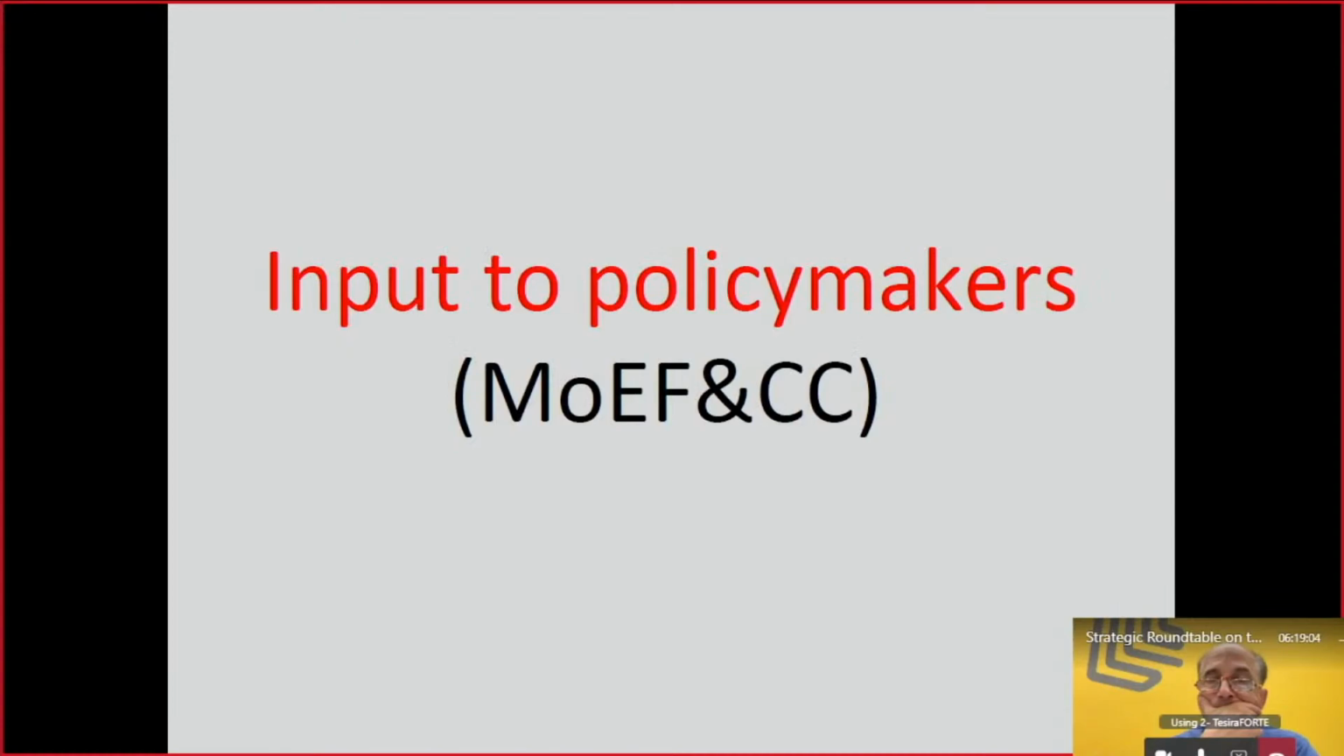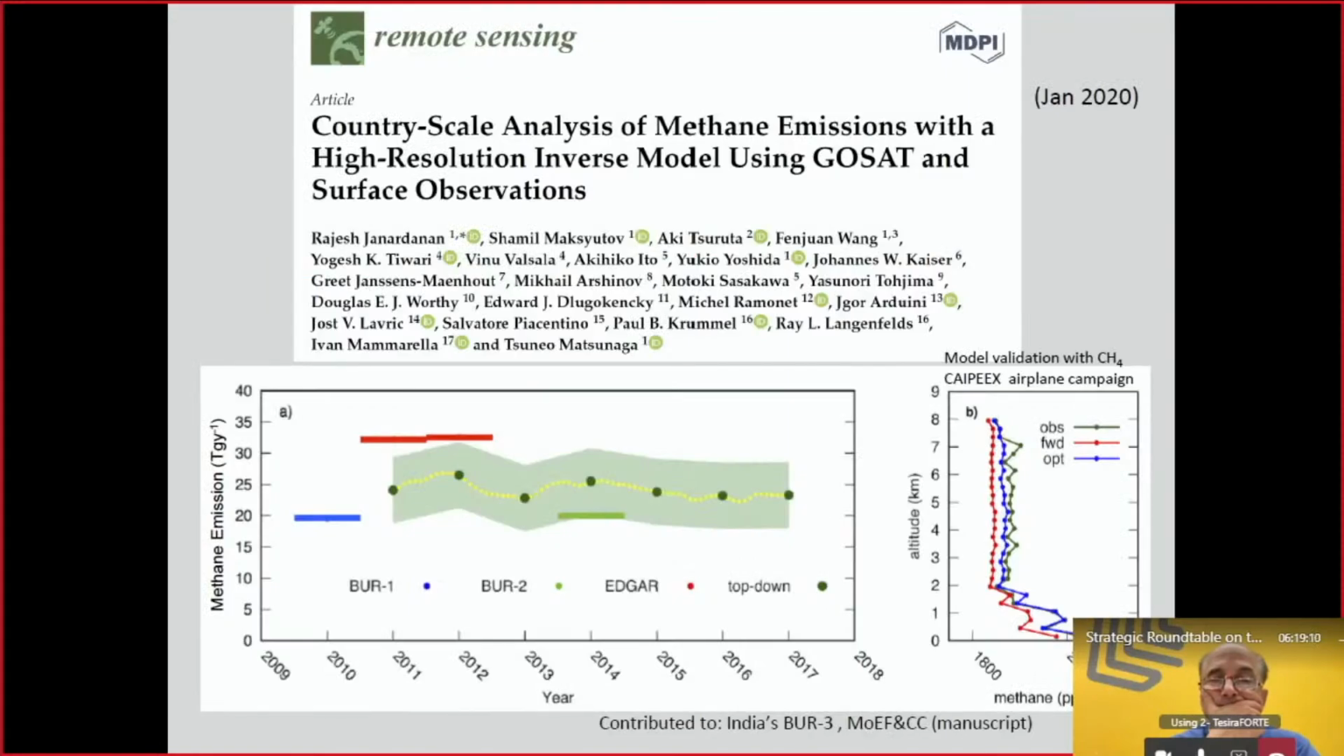Next. So we have given input to policymakers, basically for the BUR reports. Next. This one was prepared during BUR 3. On the left side you can see the BUR 1 and 2 lines, and then EDGAR is in red, which is the inventory, and the top-down estimate from our model is the yellow line, a 12-month running mean. On the right side we have used our airplane observations to compare and validate those models and optimized fluxes, which really shows the strength of the model and how powerful the model is. Next.